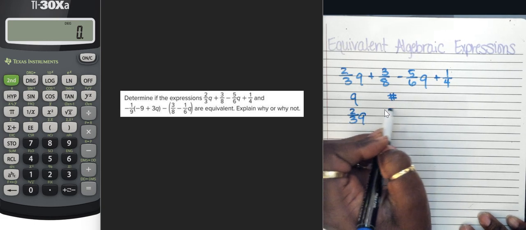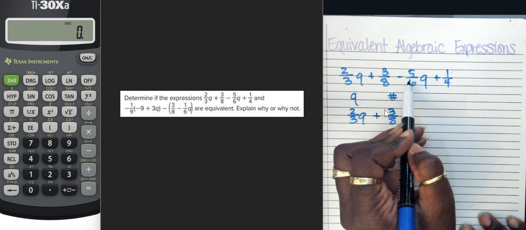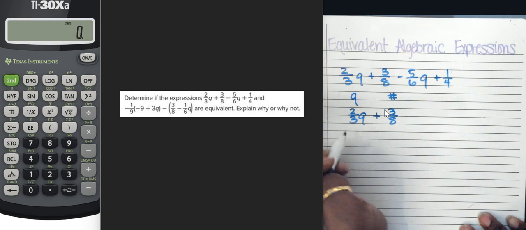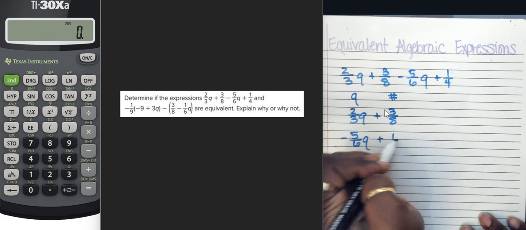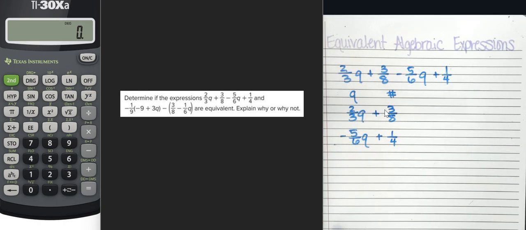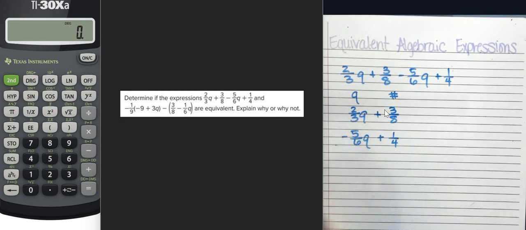This here is going to be 3/8. That goes under constant. That's a positive. This one here is going to be -5/6. So -5/6, and then this is going to be plus 1/4. Okay. So this is going to be a positive. This is a negative. This is a positive. This is a positive. All right.